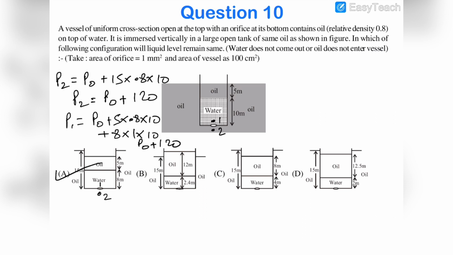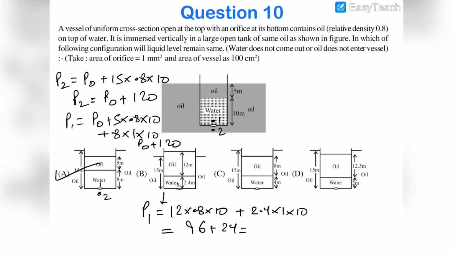Similarly, you can check that the pressure at point 1 in this second configuration, P1, is equal to 12 into 0.8 into 10 plus 2.4 into 1 into 10. So this would be 12 into 8, which is 96, and this is 24, so it would be 120 plus P naught. So obviously this is also correct because the outer pressure will remain the same.